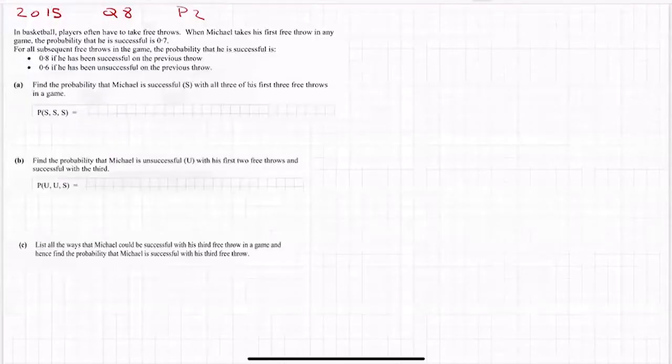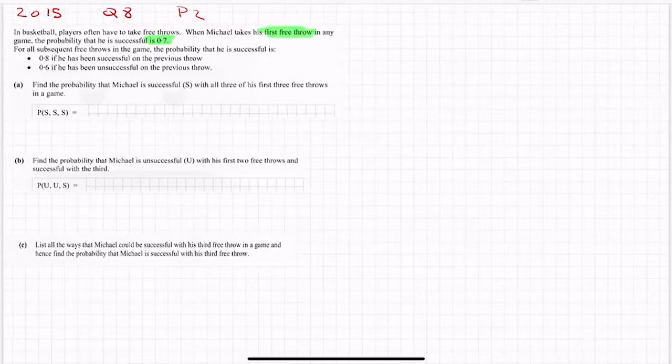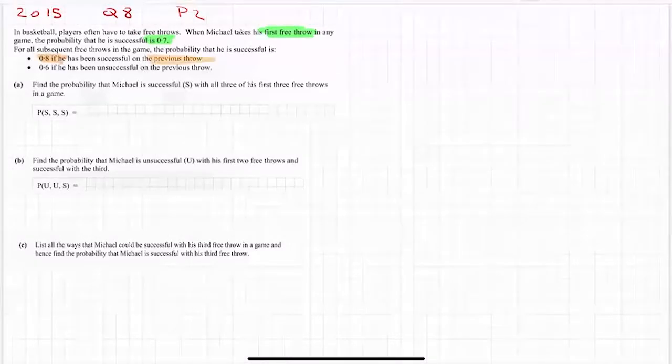The 2015 question on probability on the Leaving Cert course. In basketball, players often have to take free throws. When Michael takes his first free throw in any game, the probability that he is successful is 0.7. For all subsequent free throws in the game, the probability that he is successful is 0.8 if he's been successful on a previous throw, 0.6 if he was unsuccessful.